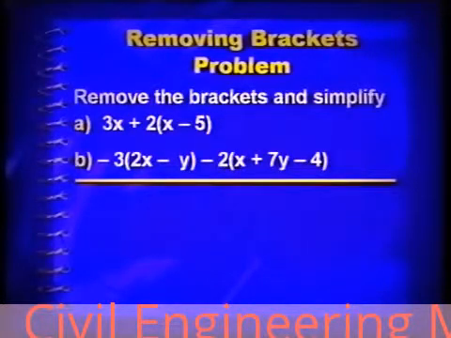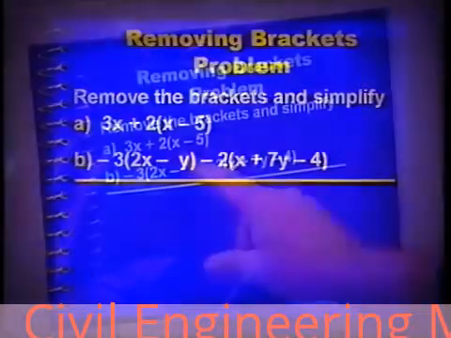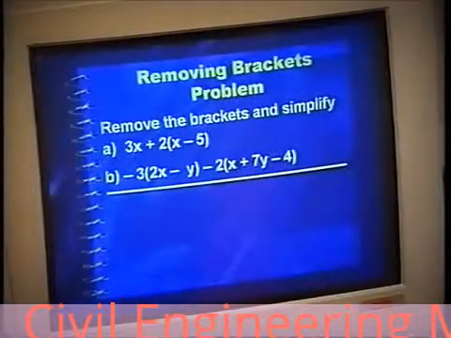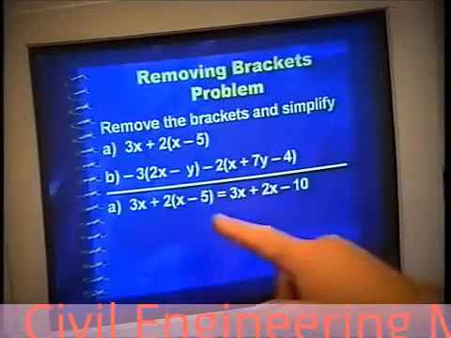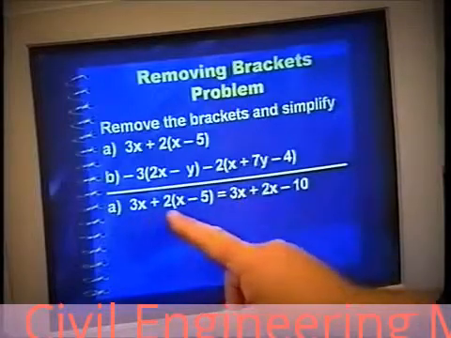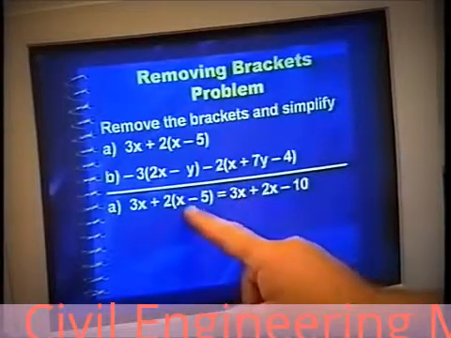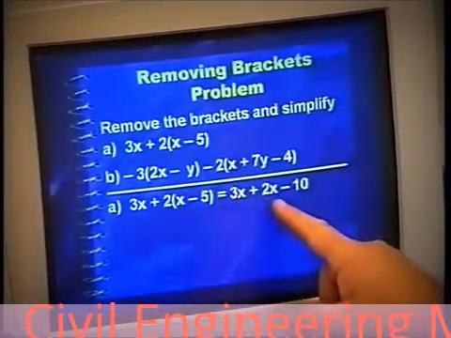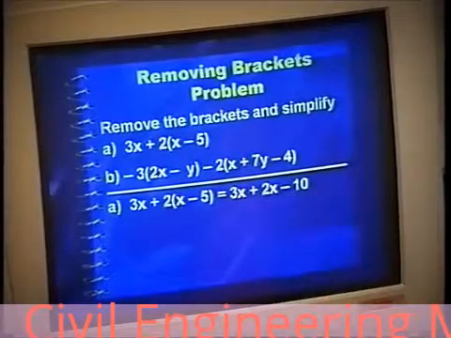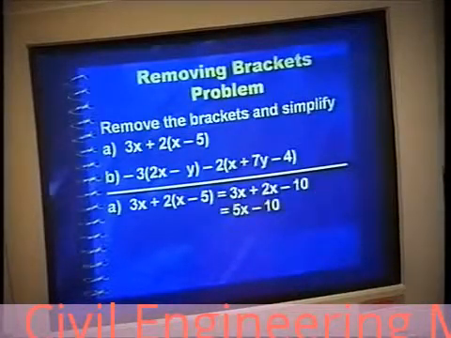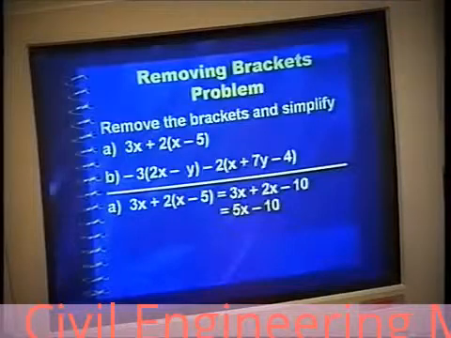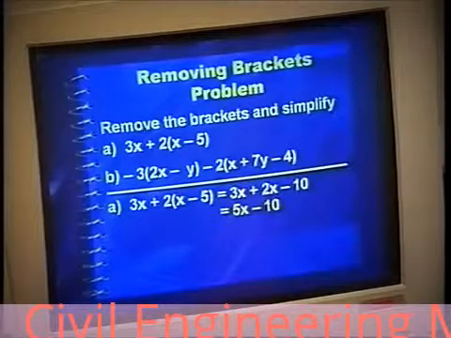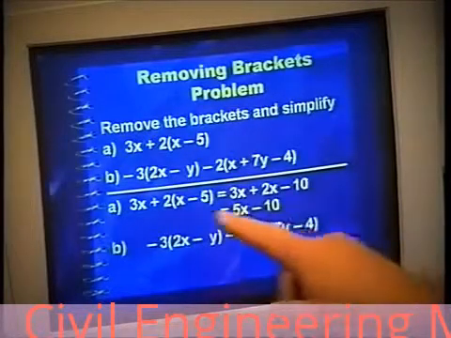Here are the problems. Simplify, remove brackets and simplify. 3x plus 2 brackets x take away 5, sorry. So we've got 3x, leave it like that, 2 times x, and then 2 times negative 5. That produces 2x, take away 10. We can now simplify the 3x and the 2x to make it 5x. That's the final answer.